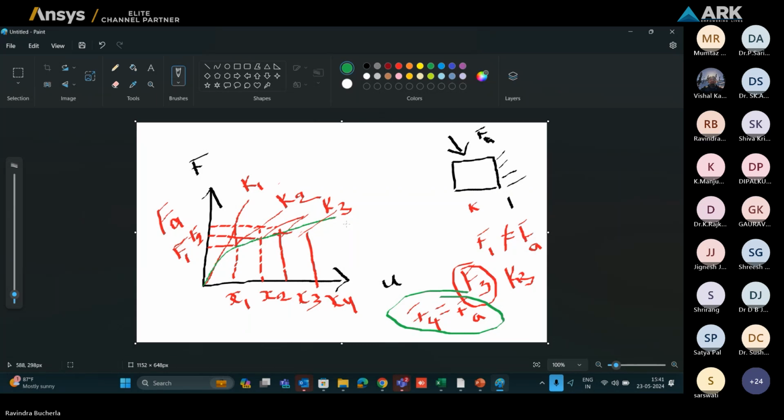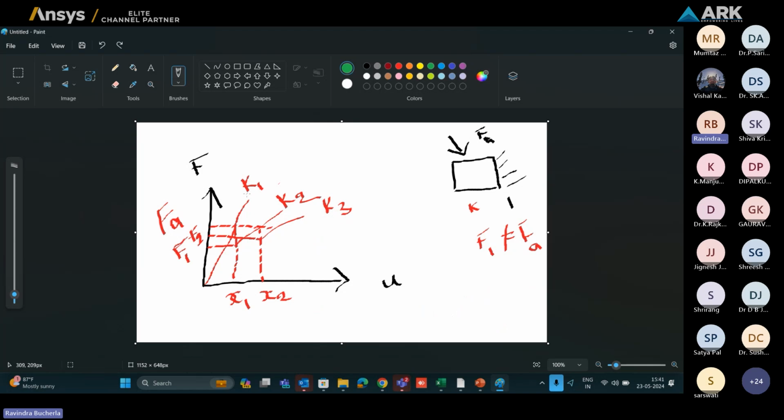So this is how we calculate the stiffness matrix. I will just explain once again.